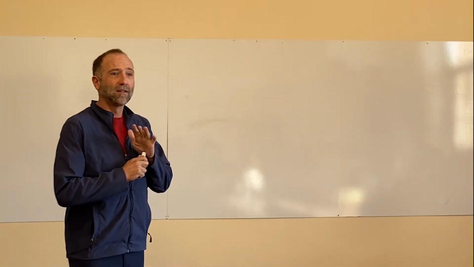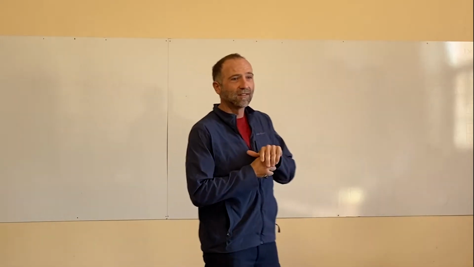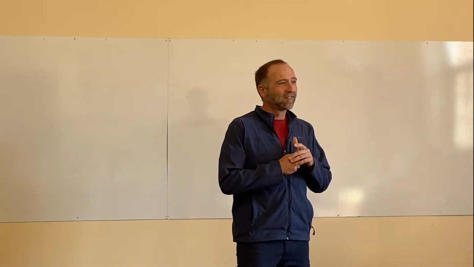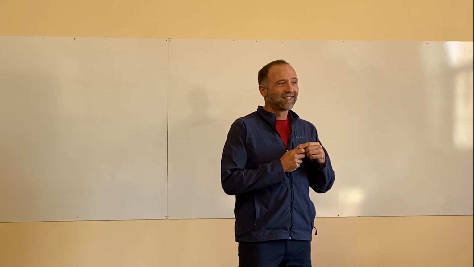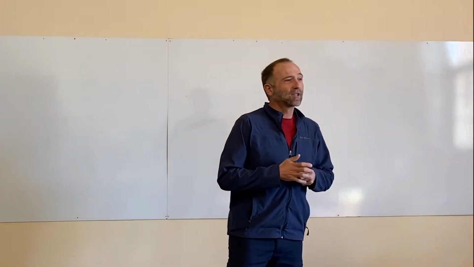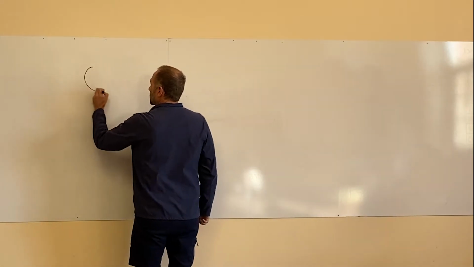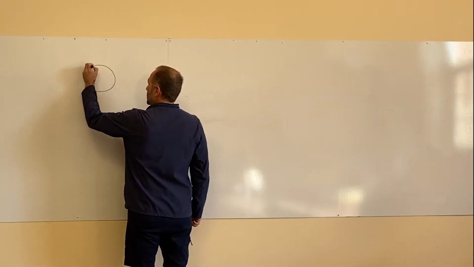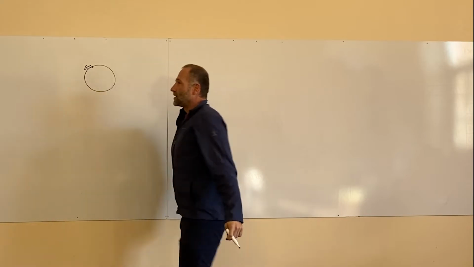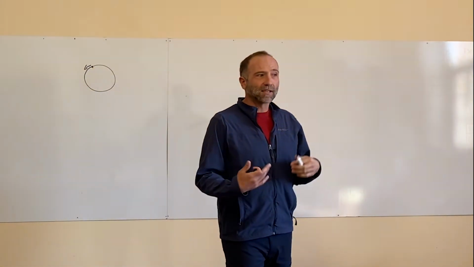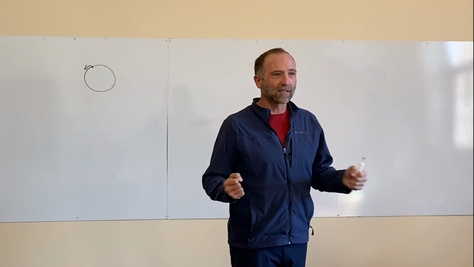Why? I don't know. What if you started with one? If you start out with just something that's going around in a circle, and you were trying to define this as the simplest self-contained system, what's wrong with that sentence?